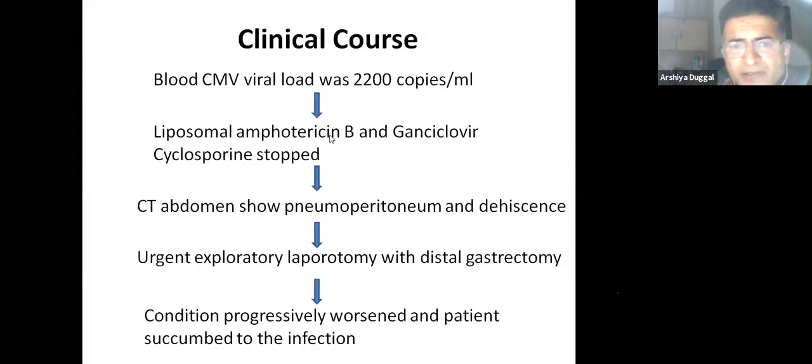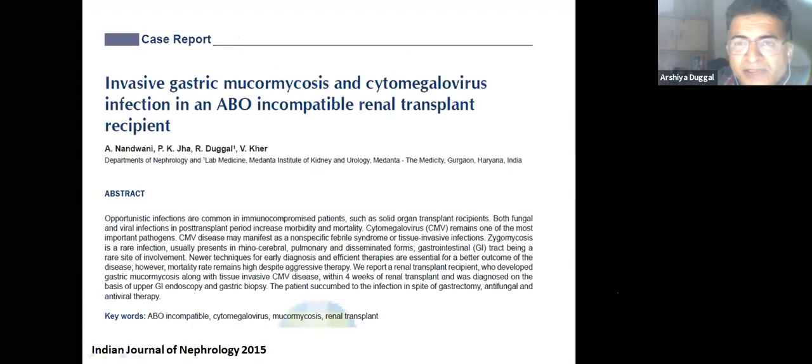Blood CMV viral load was 2200 copies per ml, and liposomal amphotericin B and ganciclovir were started, cyclosporin was stopped. CT abdomen showed pneumoperitoneum and dissection, and an urgent exploratory laparotomy was done with distal gastrectomy, and the condition progressively worsened and the patient succumbed because of immunosuppression. So we published this case.